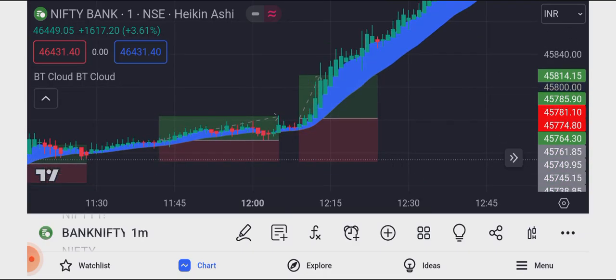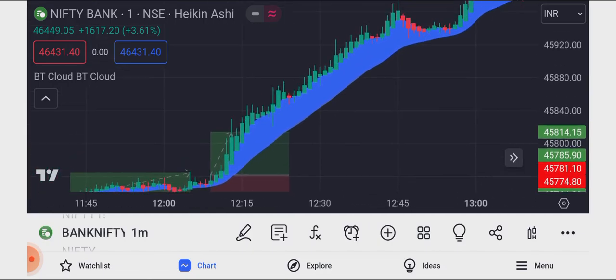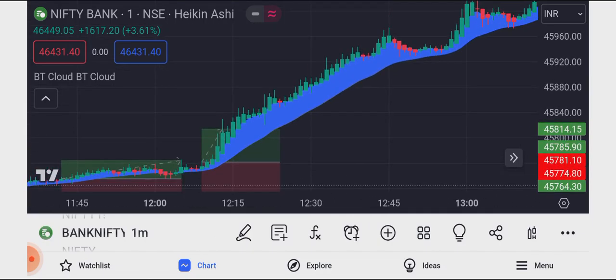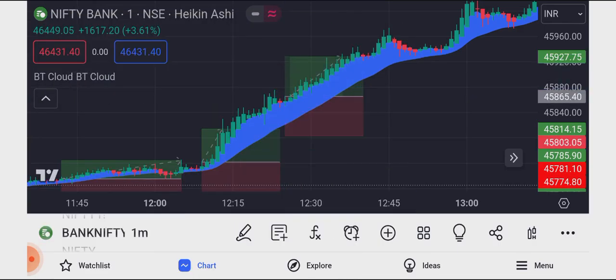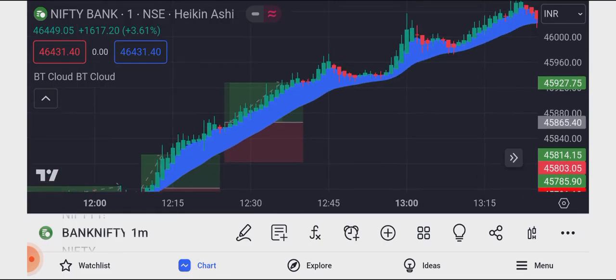So risk reward 1 to 1. Again the profit has happened, till the time the market is in one direction or in a trend, so you get good profit. Again 1 is to 1.